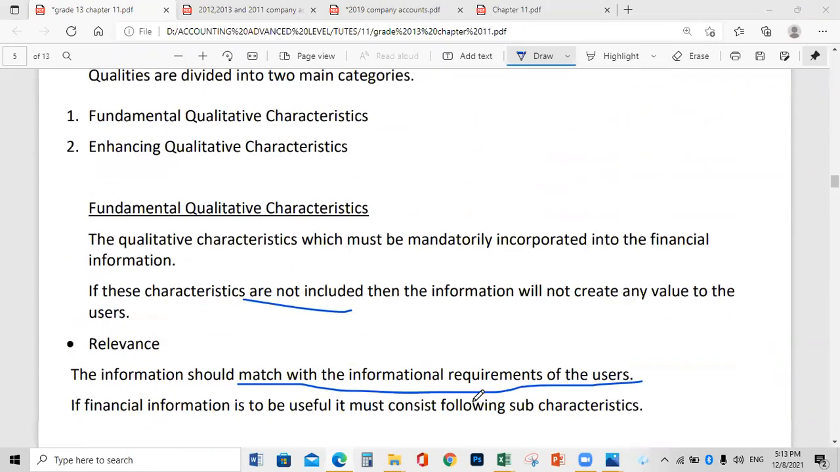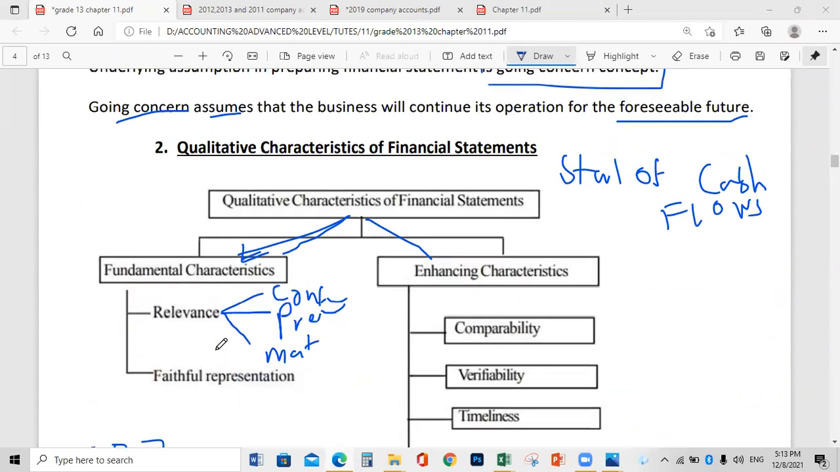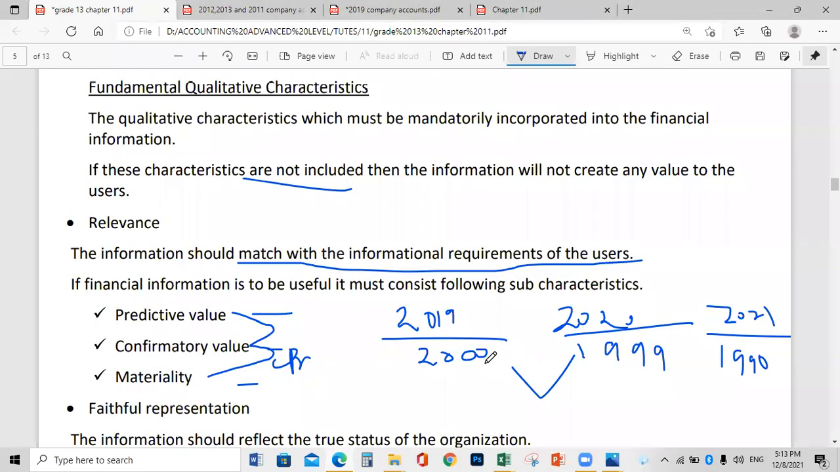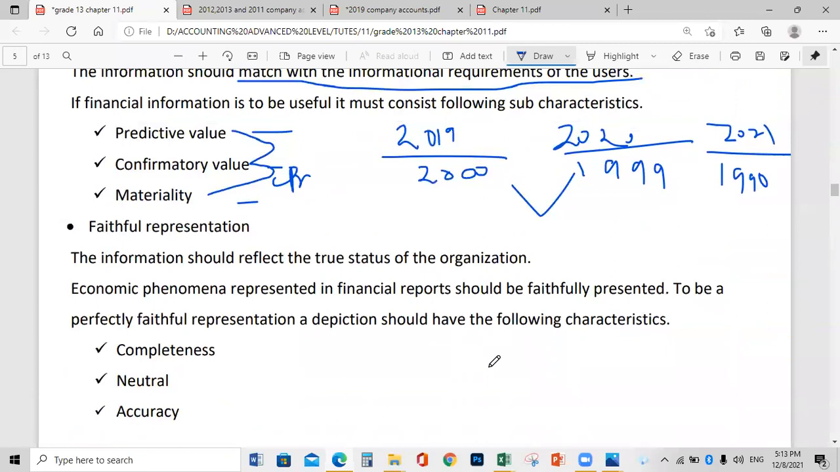Now, let's go to the next fundamental qualitative characteristic. That is faithful representation. The next fundamental characteristic is what? Faithful representation. The word says faith. You're showing the true status of the organization. Guys, whatever information you're giving should show the true status. You can't just show which are fake. You should be able to show whichever is true about your organization. That is what true status means.